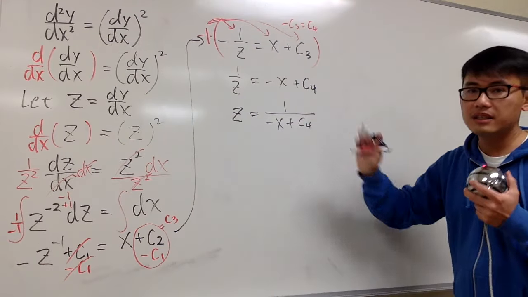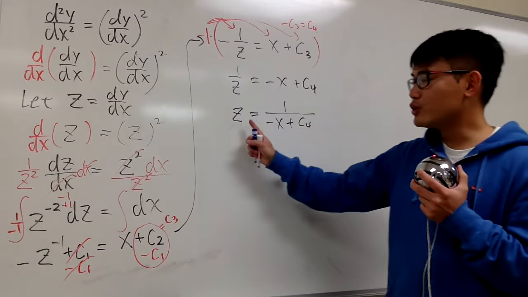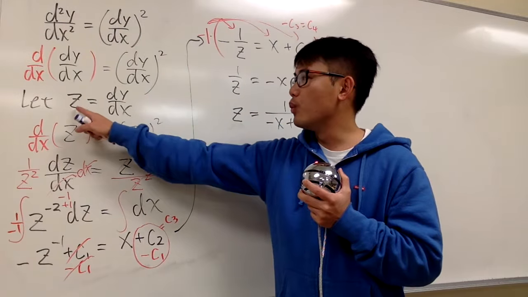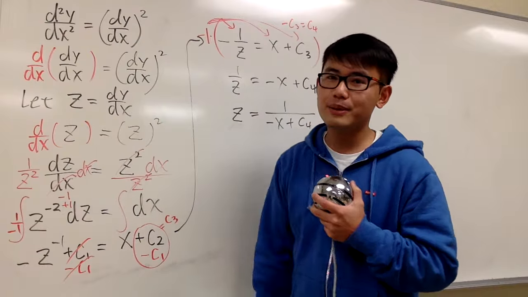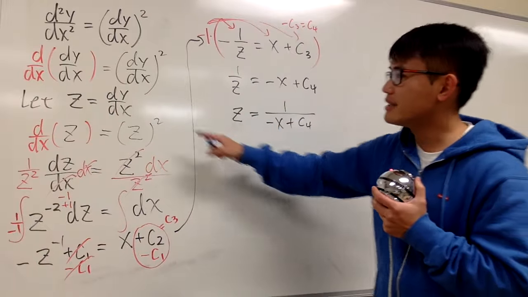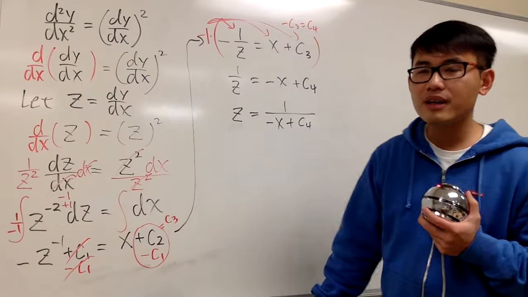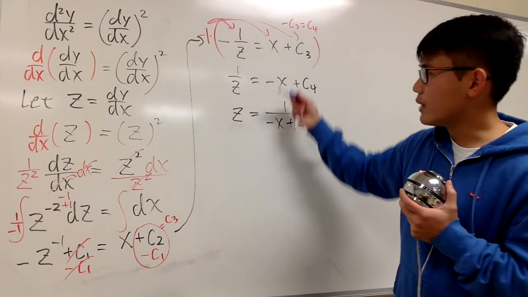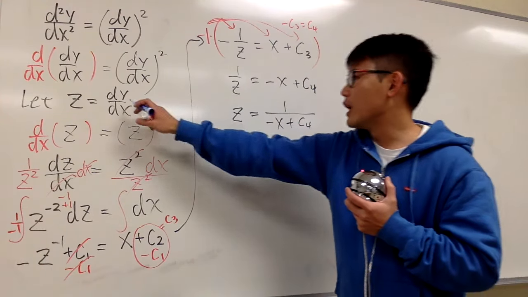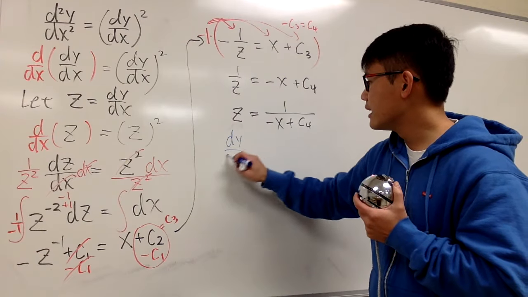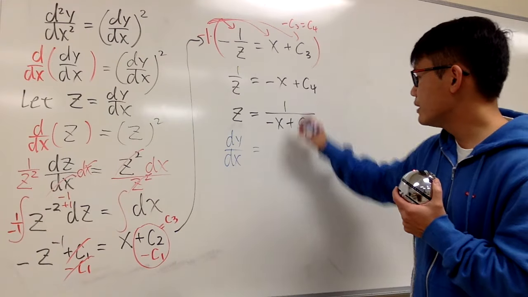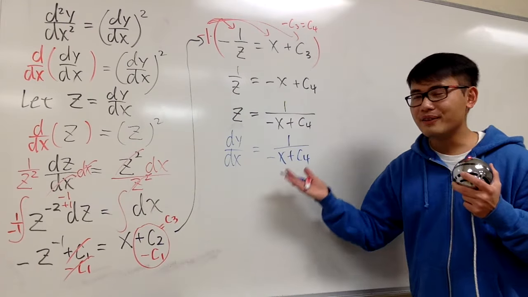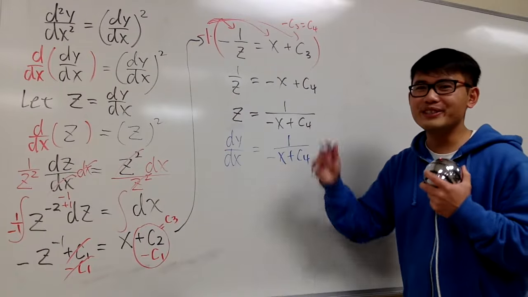And this is it. Well, we are not done yet because we don't just want to solve for z, we wanted to solve for y, right? And the connection between y and z is that z is equal to dy dx. So now we just have to write z as dy dx and then solve for the y from there. And I will do this in blue for you guys because I want to show you this right here. It was the first part. And now I will write z as dy dx, and this is equal to this, which is 1 over -x plus c4.